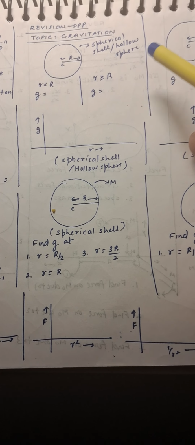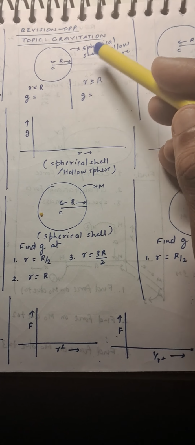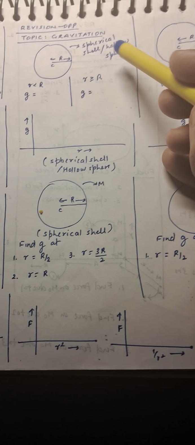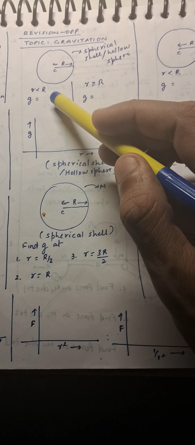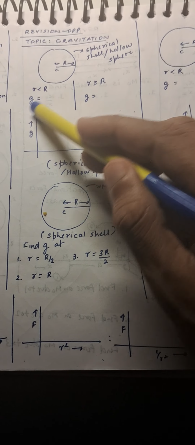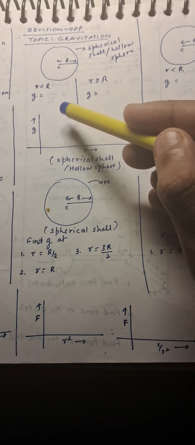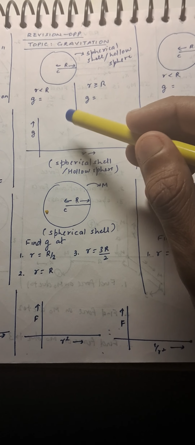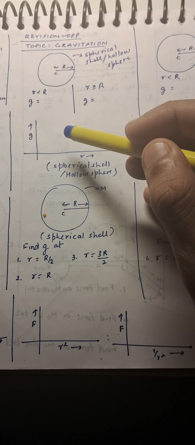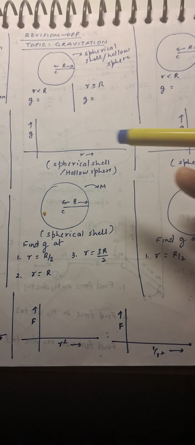Now we have revision DPPs for the topic gravitation. We are given a spherical shell or hollow sphere, and we need to find the acceleration due to gravity at internal points and external points. Then we need to draw the graph between capital G and small r, basically the variation of a spherical shell's acceleration due to gravity with distance. So we need to draw this graph.